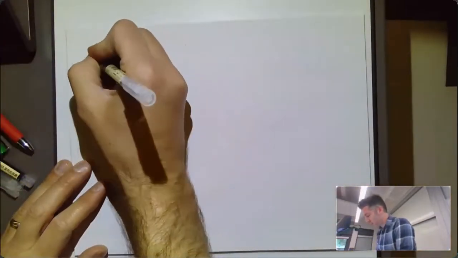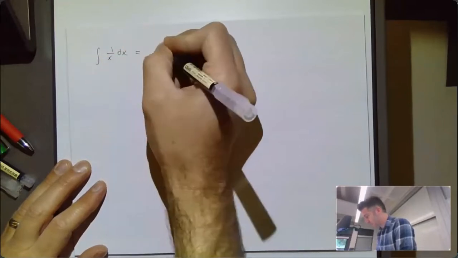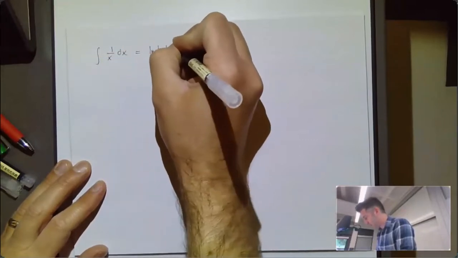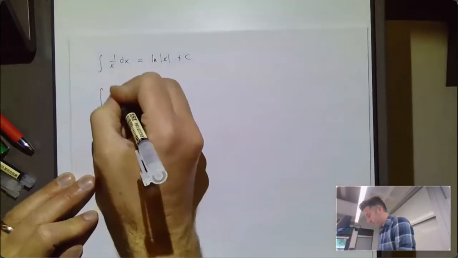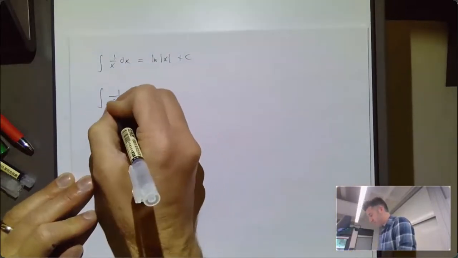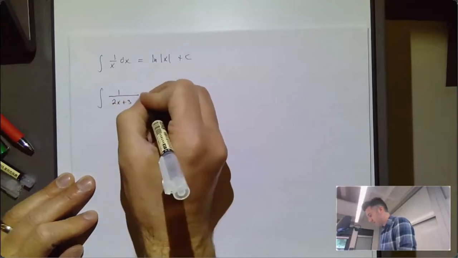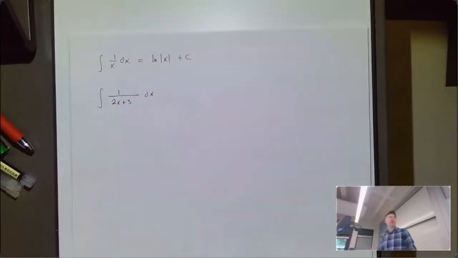So where was I going with this? I was going over here. The integral of 1 over x is definitely equal to the natural log of the absolute value of x plus c. And the antiderivative of 1 over, say, something like 2x plus 3 is going to have a similar antiderivative. But here we probably should do the U-sub because it's going to be a little tricky.